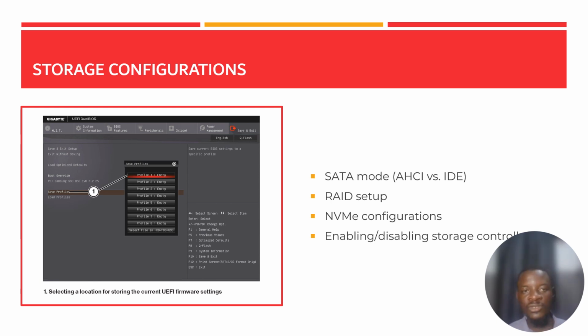Storage configuration. In this storage section, you can configure various settings related to your drives. This includes setting the SATA mode, where AHCI is recommended for modern systems, or setting up a RAID array if your system supports it. Configuring NVMe drives and enabling or disabling specific storage controllers. These settings significantly impact your system's performance and storage functionality.